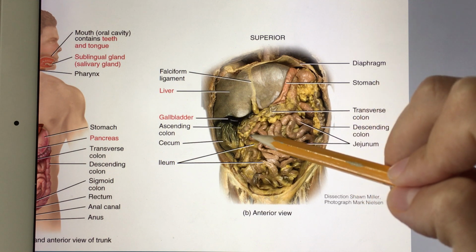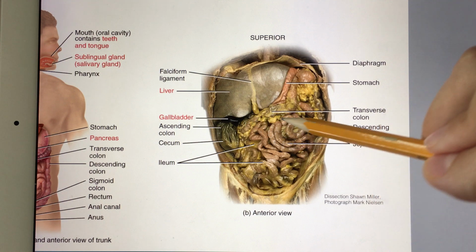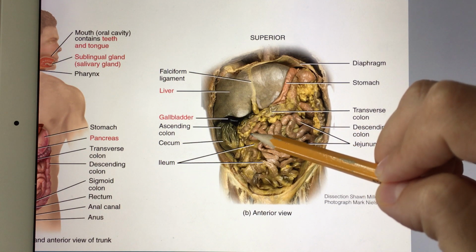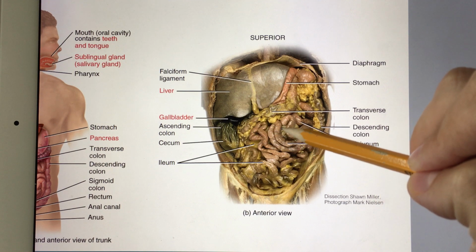This is the gallbladder. And another organ that stands out really easily is this tube, the skinny tube. It's called the small intestine.